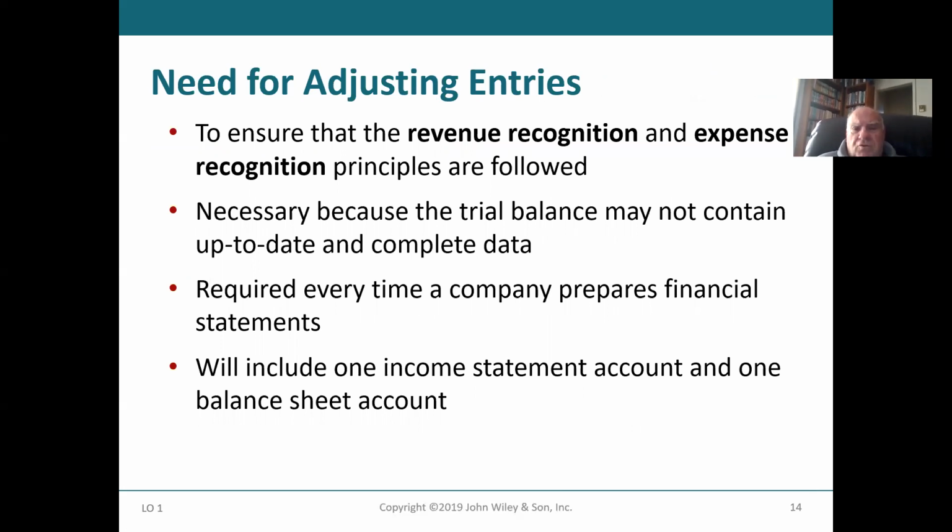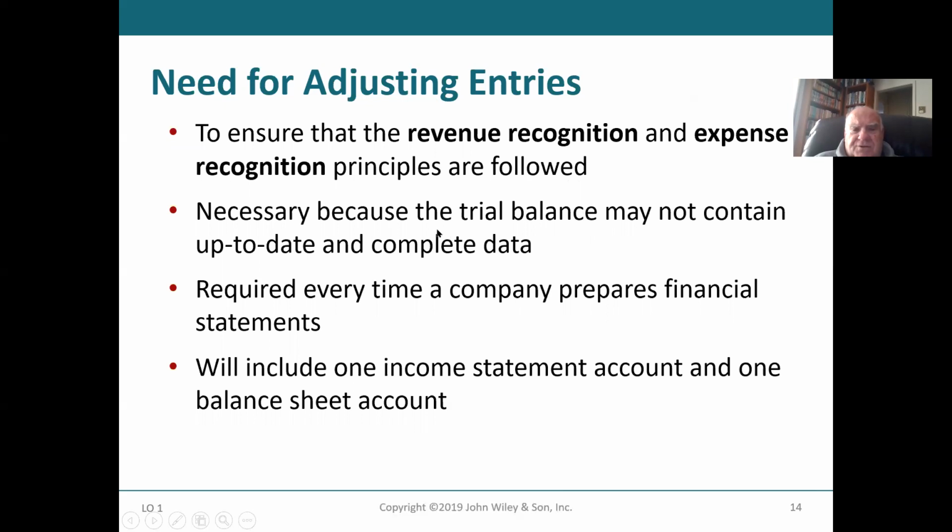Now, we run a trial balance at the end of the month, right? And that trial balance shows us that the debits equal the credits. But by definition, that trial balance is incorrect because it's not complete. There are certain entries that can only be done at the end of the month. And let's talk about those. Need for adjusting entries to ensure that revenue recognition and expense recognition principles are followed. That's why we do these adjusting entries.